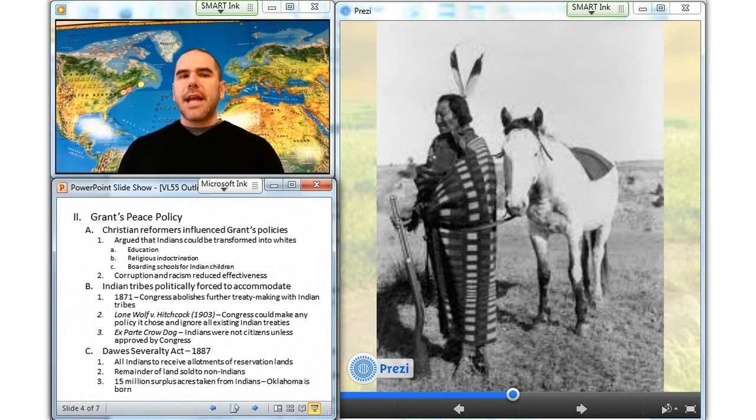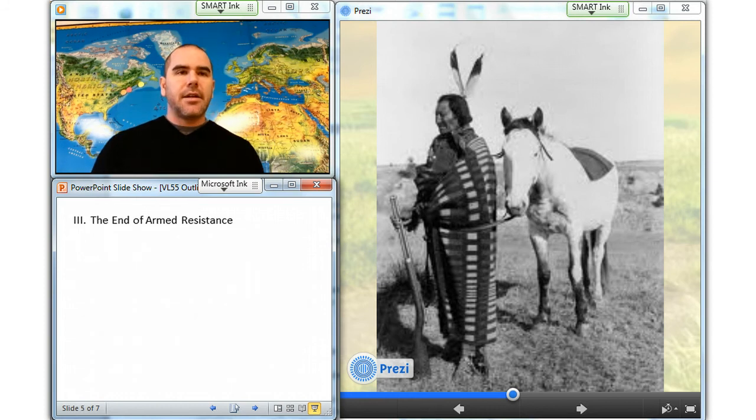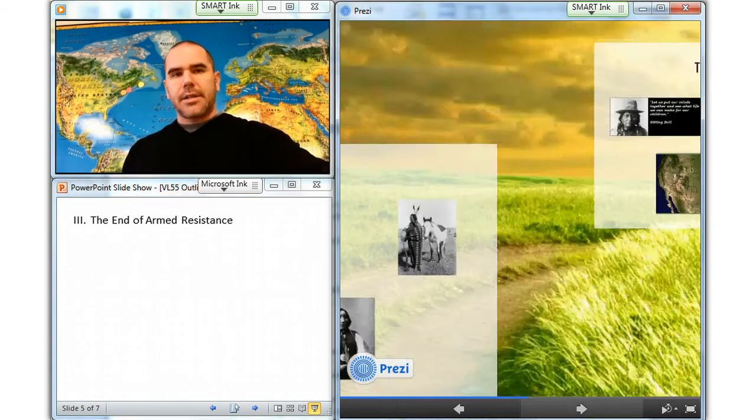15 million surplus acres alone were taken from tribes in Indian Territory by 1894, facilitating the birth of the state of Oklahoma. Before Dawes, Indians had held over 155 million acres of land. By 1900, this had dropped to 77 million. By 1934, Native peoples had lost 66% of the land that had been allotted to them. So let's look at the end of this armed resistance, our next subsection.